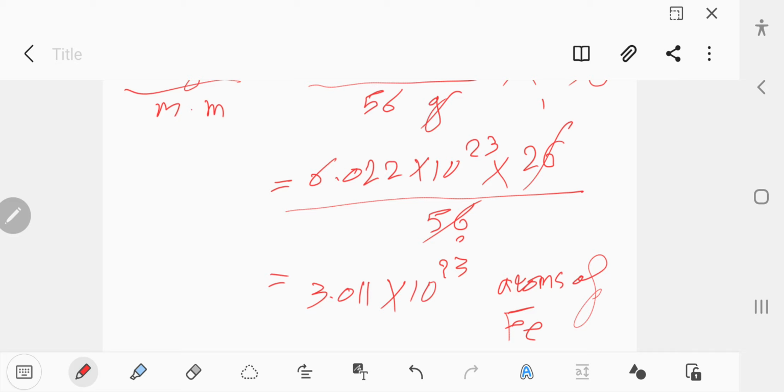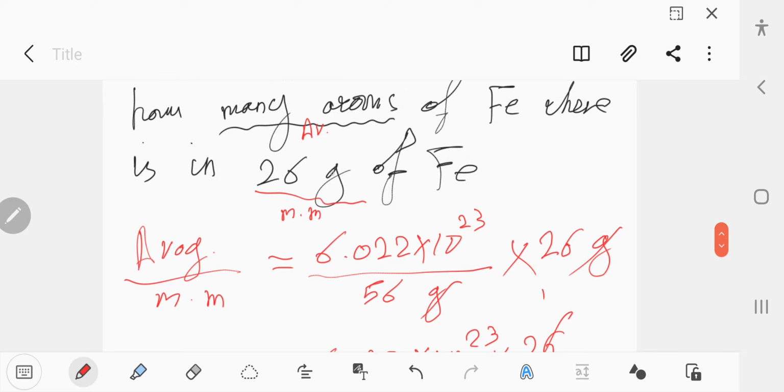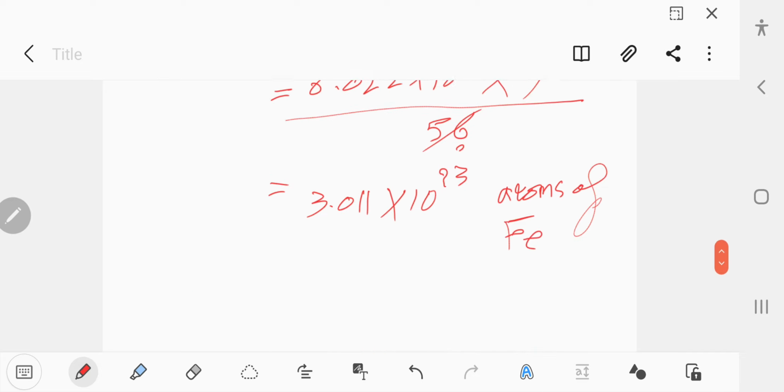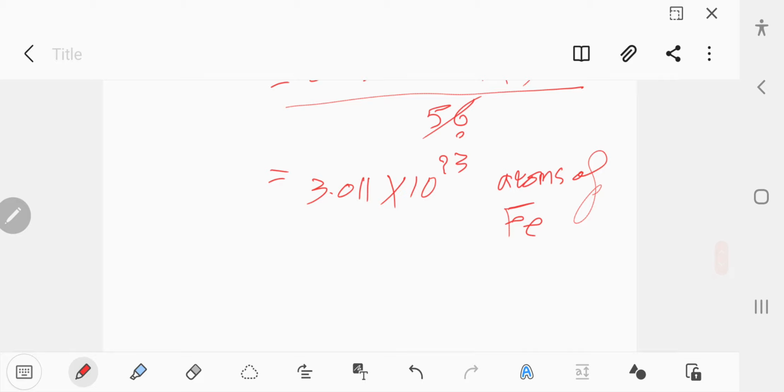And if you are going to evaluate your answer, notice that this value is exactly half of Avogadro's number. And also the mass given in the question, which is 26 gram, is half of the molar mass. So if we have half of the molar mass, that means that we have half a mole. And the number of atoms in half a mole is exactly Avogadro's number over 2. So our answer is correct. This is the evaluation of our question.